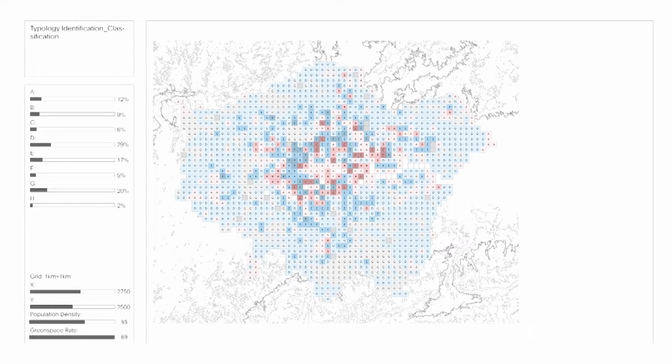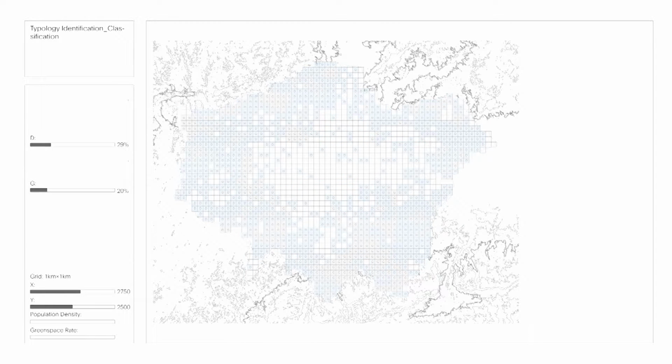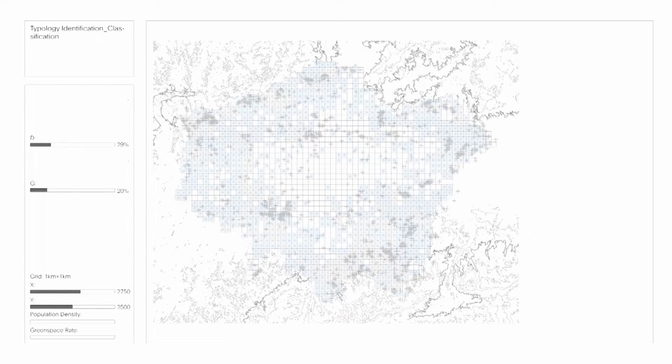Among the 8 typologies, typology D and G have the characteristics of low population density and high green space rate, which are considered as the ones with the highest potential for landscape regeneration. In order to create a set of regenerative strategies, the use of a biocomputer is proposed.